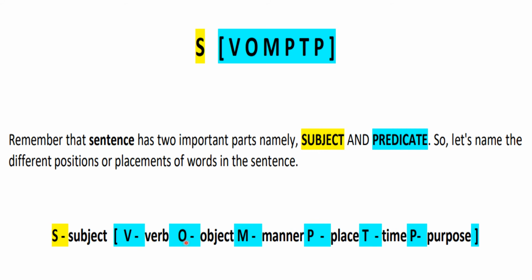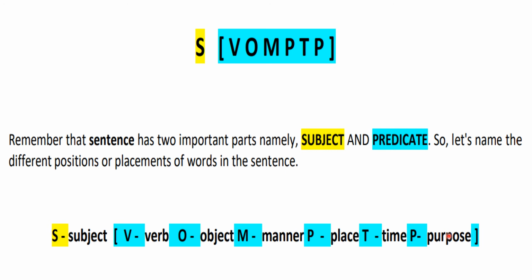Subject, verb, object, manner, place, time, purpose. They are spoken in order. They cannot be mixed. They cannot be unarranged. You cannot disarrange those words. Okay, all those words must be placed in the proper position. Begin with the subject, next is the verb, next is the object, manner, place, time, purpose.